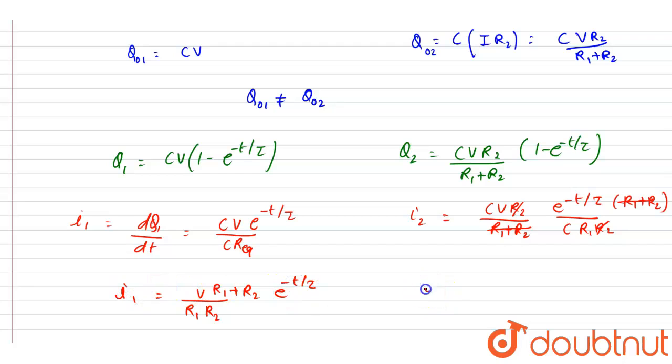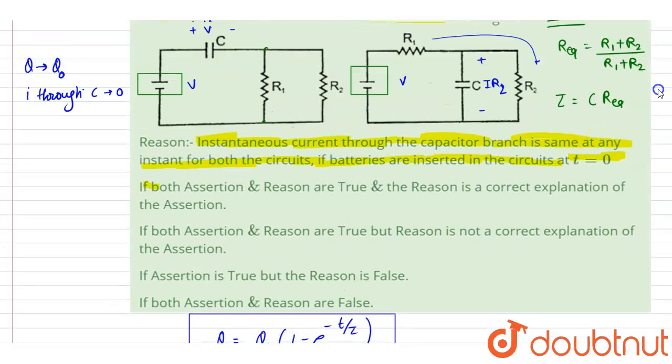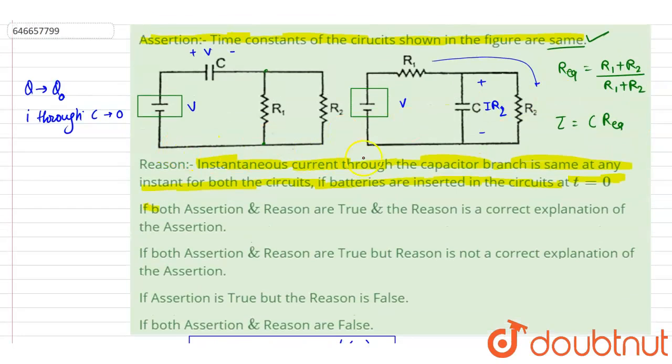At any instant, the current through the second capacitor, you can see that this C and C got cancelled out, and we are left with V by R1. So certainly they are not the same, they are not equal. But in this reason, it is said that they are equal, they are same, which is not true. Assertion true, reason false, C is the correct answer.